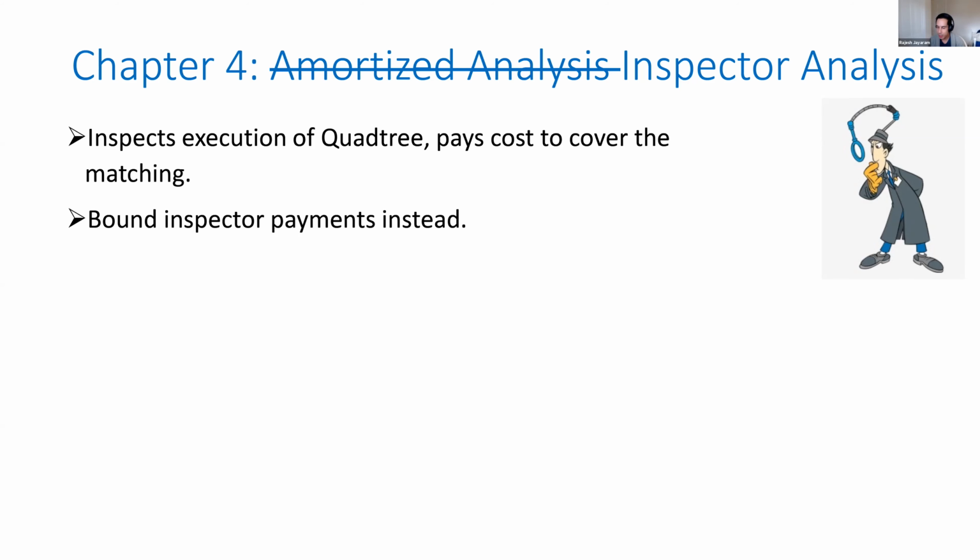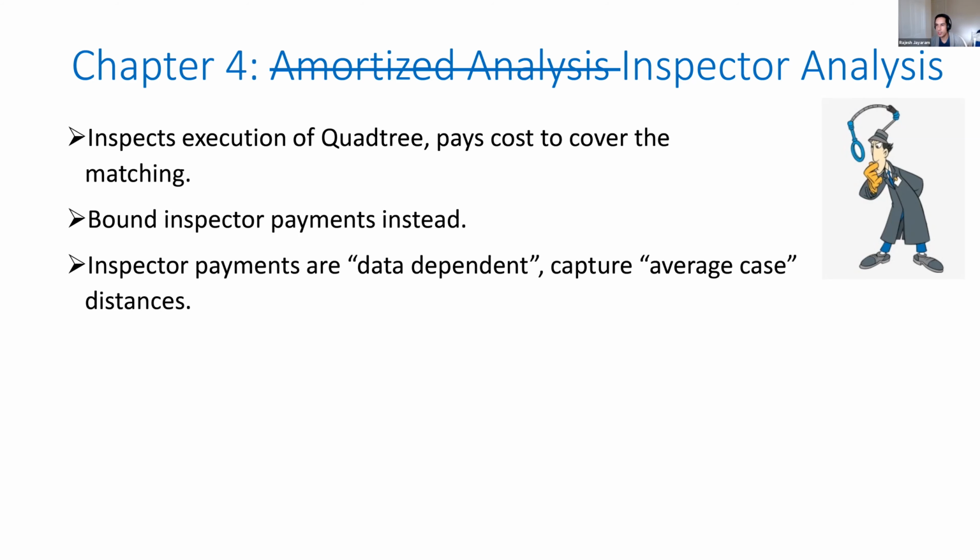What he's going to do is, instead of analyzing the cost of the matching produced by the quadtree directly, the inspector is going to come up with some payment scheme based on how the points split. This is kind of the amortized analysis idea. And this payment scheme is going to be enough to cover the costs of the matching. So it's a coupling between the payment scheme and the actual cost of the matching. Then instead of bounding the cost of the matching, we'll bound the inspector payments instead. And this will allow us, by transitivity, to bound the cost of the matching.